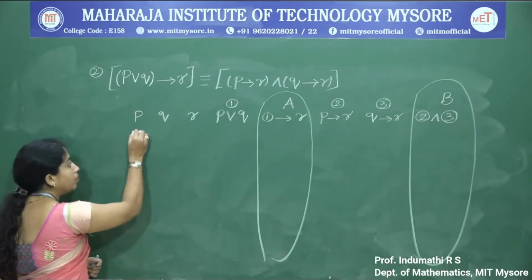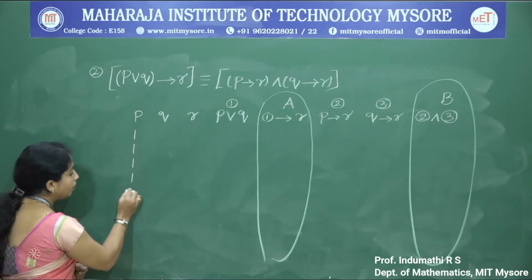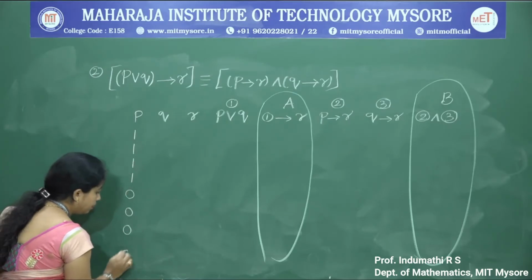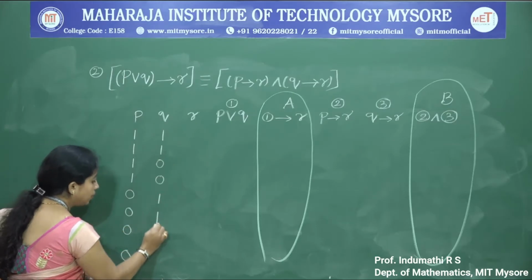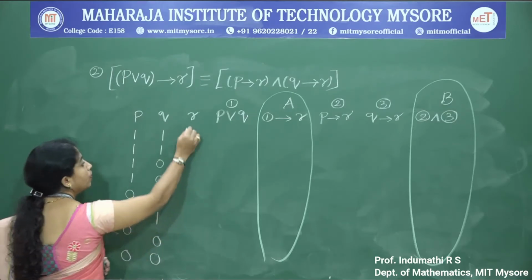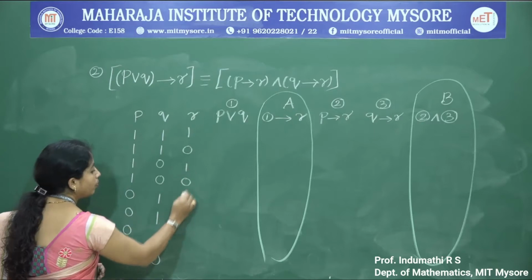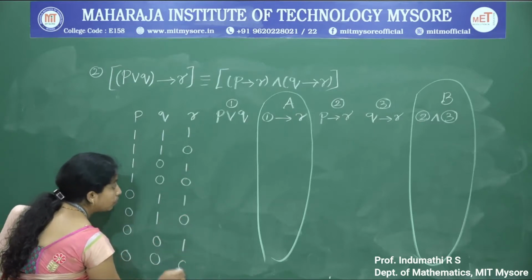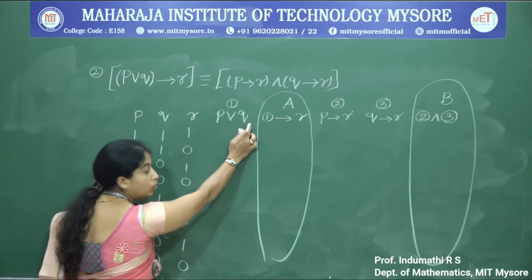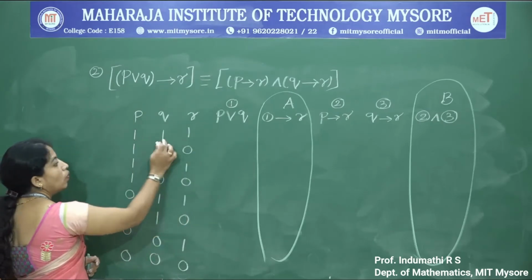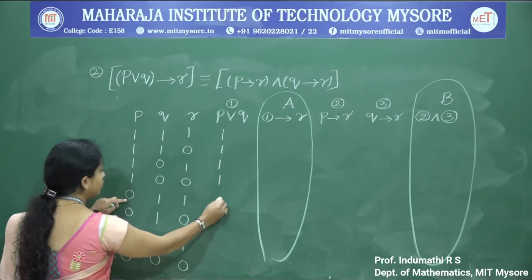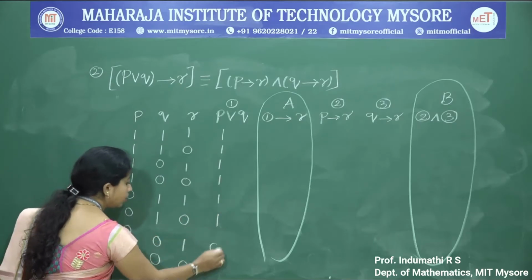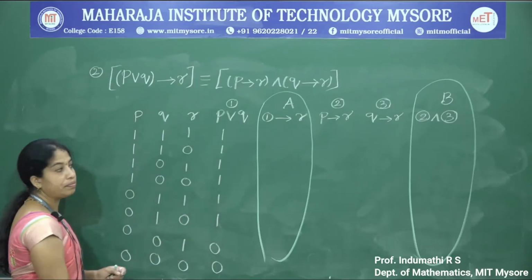There are 3 statements. The number of possibilities is 8. Now P disjunction Q. In disjunction 0 0 is 0, the remaining terms will be 1.